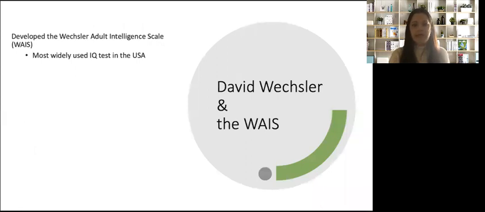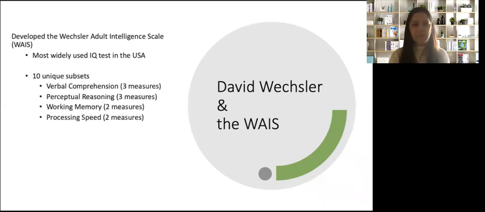And then we have David Wechsler. So he came up with the Adult Intelligence Scale. He developed this, the WAIS. And this is the most widely used IQ test in the USA. It has 10 unique subsets. So we have 3 measures of verbal comprehension, 3 measures of perceptual reasoning, 2 measures of working memory, and 2 measures of processing speed.